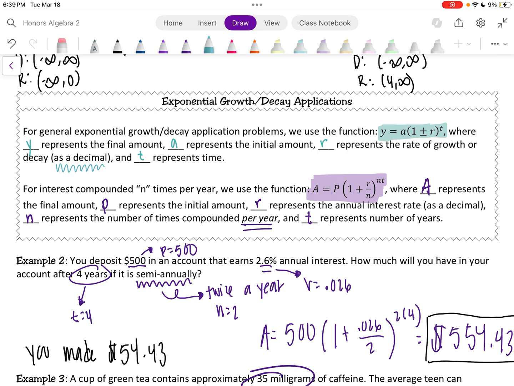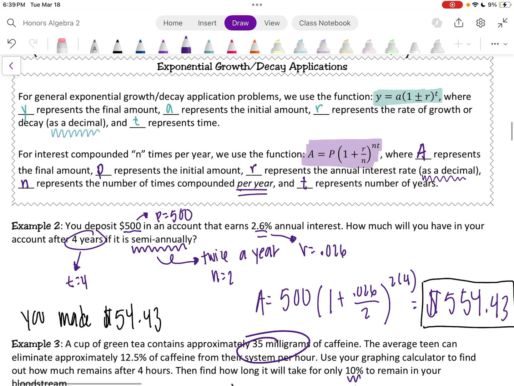So in this case, if we're talking about interest n times per year, we use the function A equals P times 1 plus r over n to the nt power, where A represents the final amount, P is the initial amount, r is the annual amount as a decimal, and then n represents the number of times compounded per year. So like how many times it's happening per year. So like quarterly would be 4 times. And then t represents the number of years.